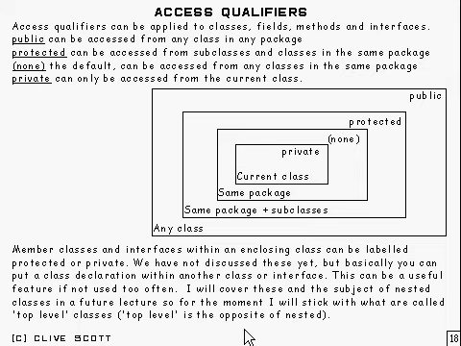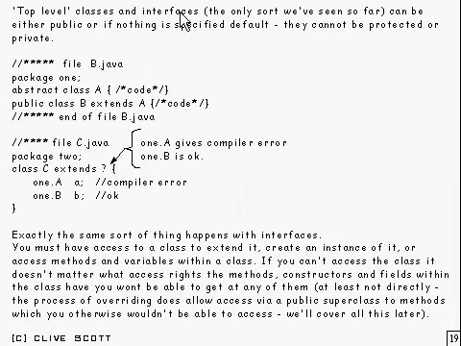So since this doesn't apply to top level classes, we can ignore that for the moment. Top level classes and interfaces, and that's the only sort we've seen so far, can be either public or default if you don't specify anything. They cannot be protected and they cannot be private.